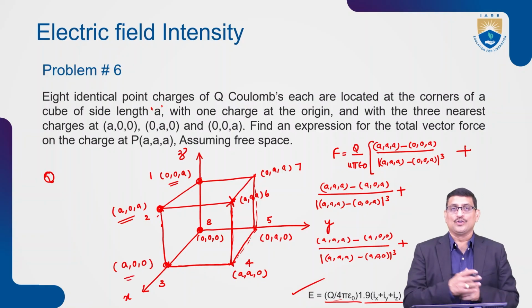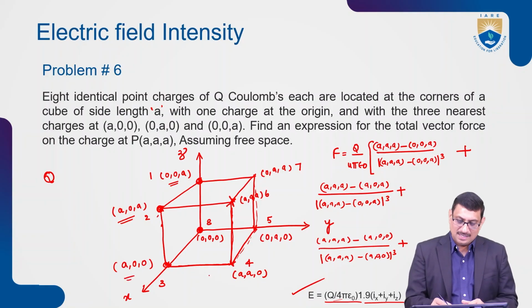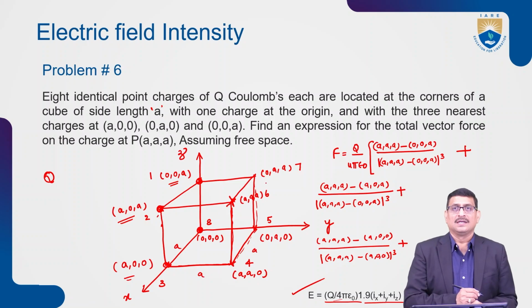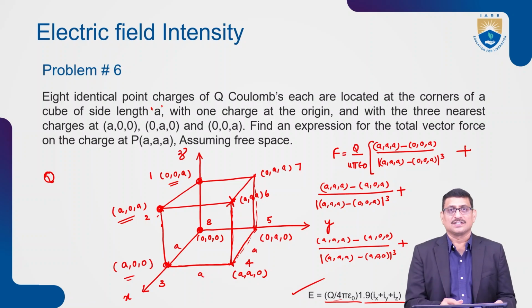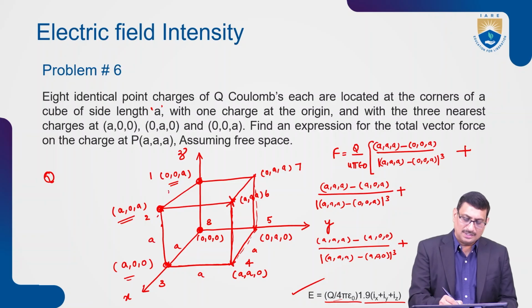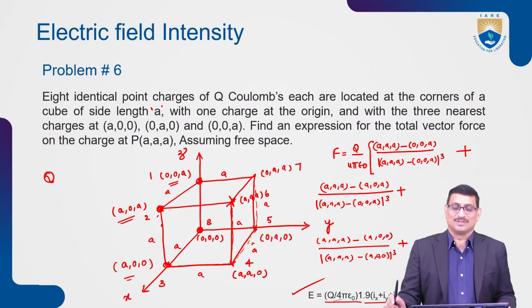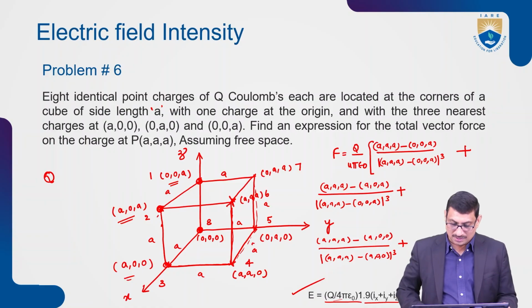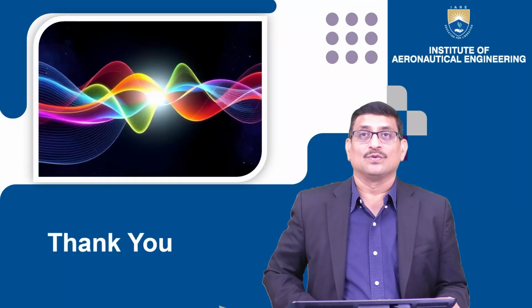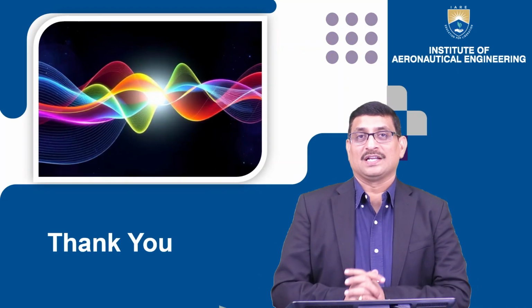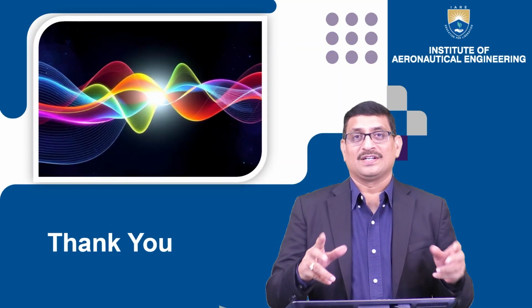So given it is a cube having each side length of a meters. If you observe here, each side length is a meters only. Wherever you calculate the distance between two-point charges, you will get it is a meters only. I hope you understood these problems. So this is how we can apply Coulomb's law to calculate the force and the electric field intensities due to different charges.